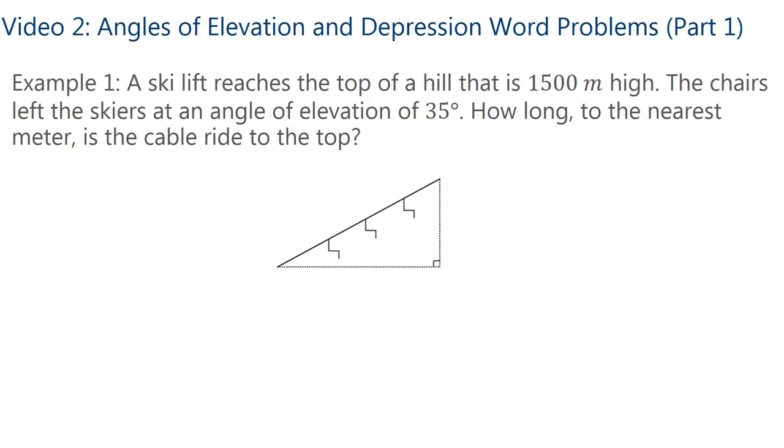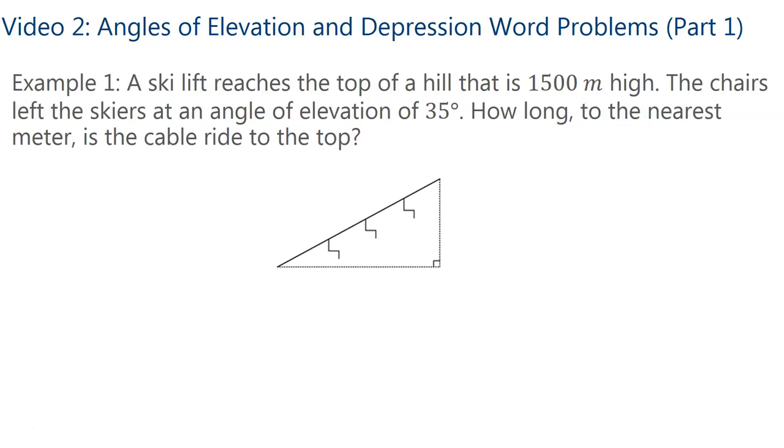So example 1. A ski lift reaches the top of a hill that is 1,500 meters high. The chairs lift the skiers at an angle of elevation of 35 degrees. How long, to the nearest meter, is the cable ride to the top?